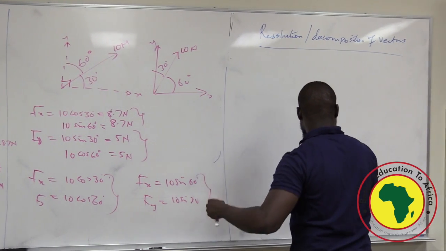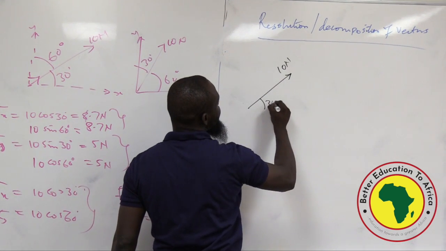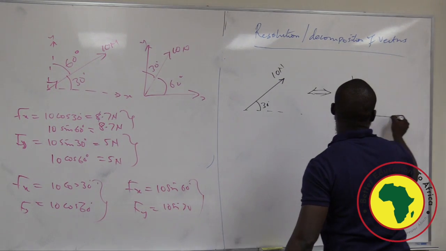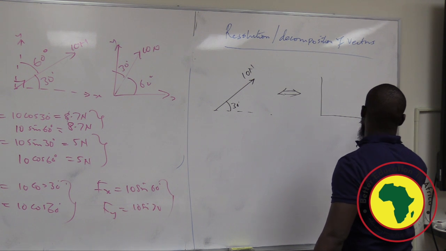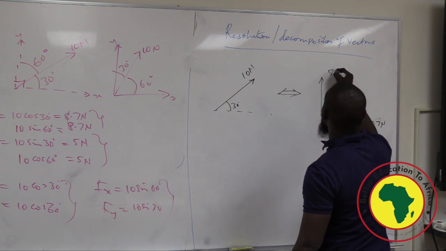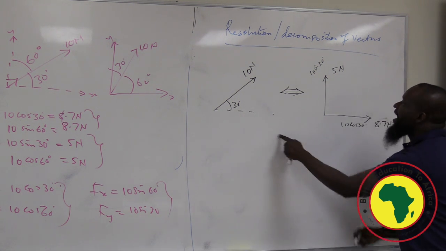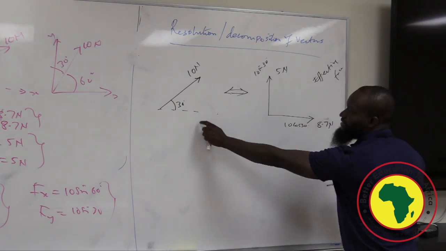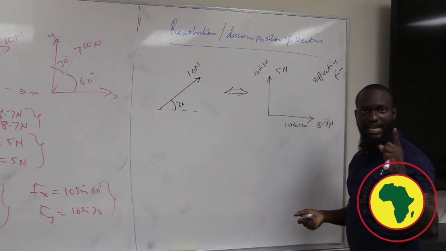Listen attentively. If I have a force of 10 newtons acting at an angle of 30 degrees to the horizontal or positive x, this is equivalent to, once I get the x and y components, 8.7 newtons, which is 10 cos 30 degrees, and 5 newtons, which is 10 sin 30 degrees. These two are the same. In fact, this is the effective force. This is what is actually happening, not this. So when you see a force, you resolve it to its components. This is the third point I want to tell you.